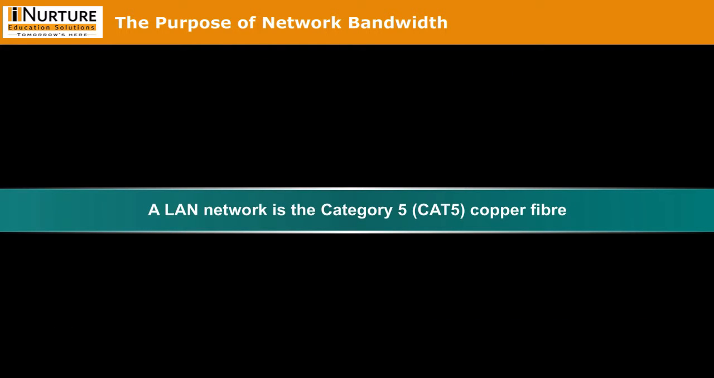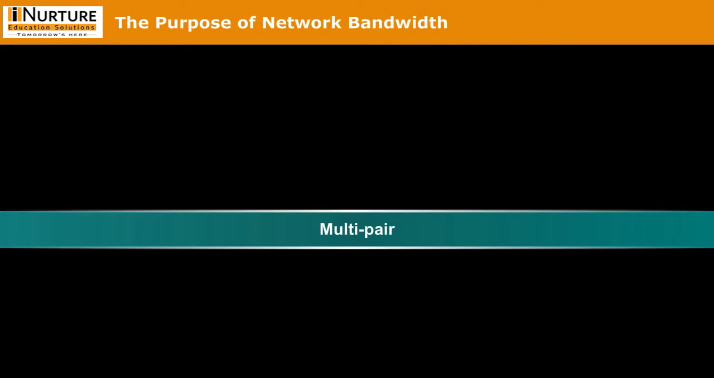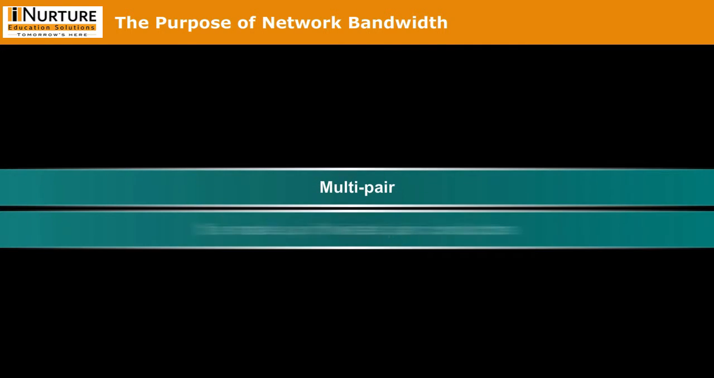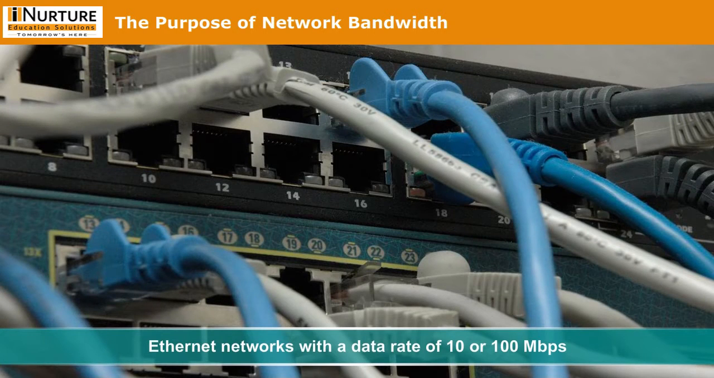A common type of cable used for networking between devices over a LAN network is the Category 5 or Cat5 copper fiber. A Cat5 cable is a multi-pair, high-performance cable made up of twisted pair conductors. These cables are used for Ethernet networks with a data rate of 10 or 100 Mbps.